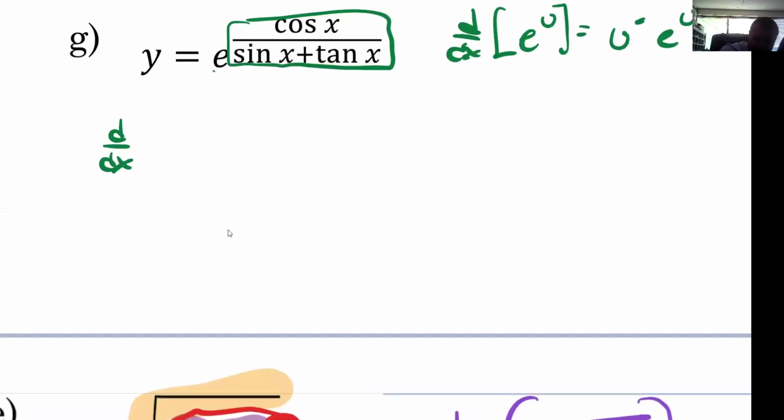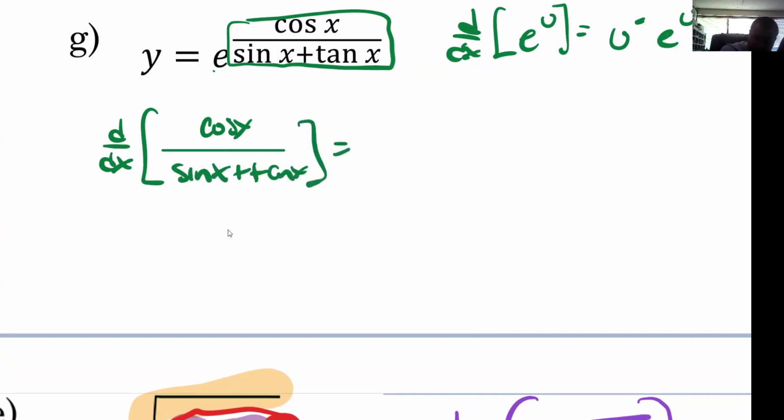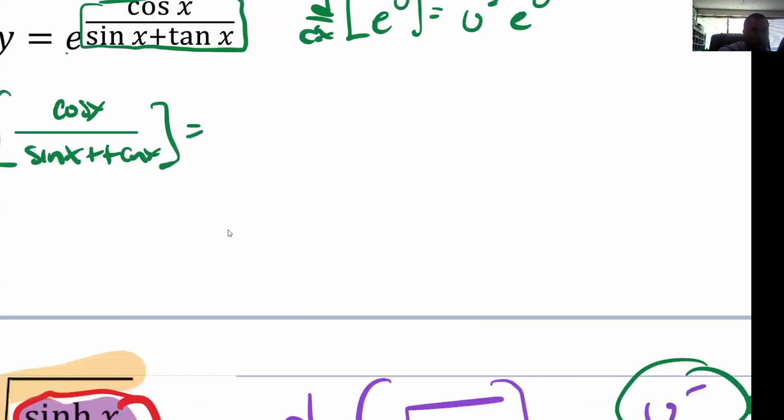So the difficulty here is going to be taking the derivative of that exponent, cosine of x over sine x plus tan x. Sorry, it's just sine x plus tan x, no e's in there. All right, so this is going to be a quotient rule.